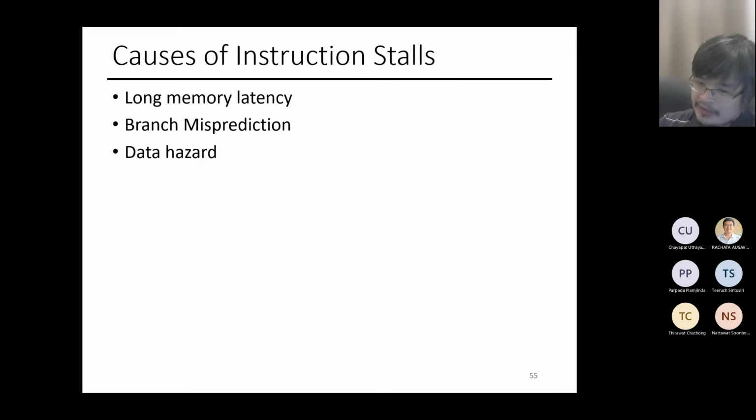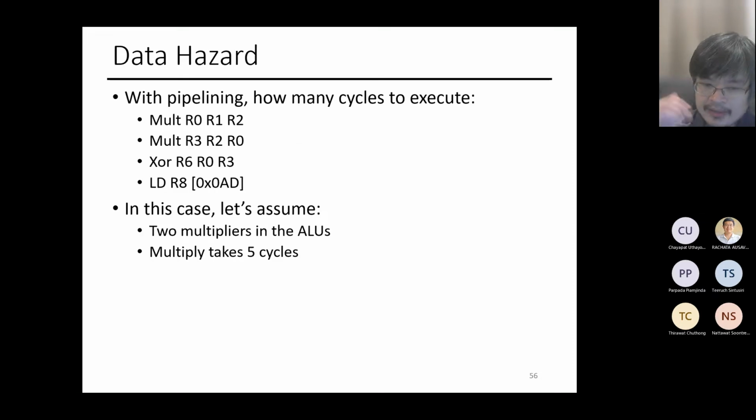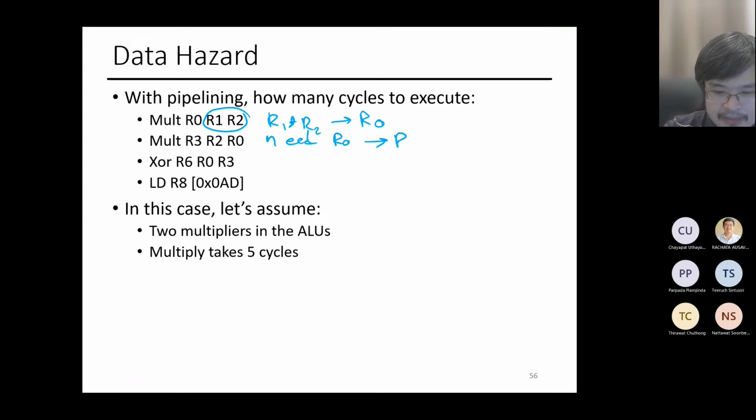The last one is what we just covered: data hazard. Data hazard is when you have data dependency, right? In this example, you multiply R1 by R2, you write this into R0, but then this guy needs R0 and writes to R3. This guy needs R3 so that you can write to R6. There's a dependency here.